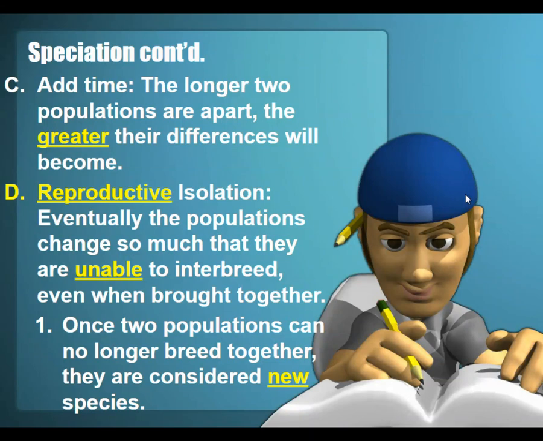And then you have reproductive isolation. Eventually the populations change so much that they are unable to interbreed even when they're brought back together. And once two populations can no longer breed together, they're considered a new species.